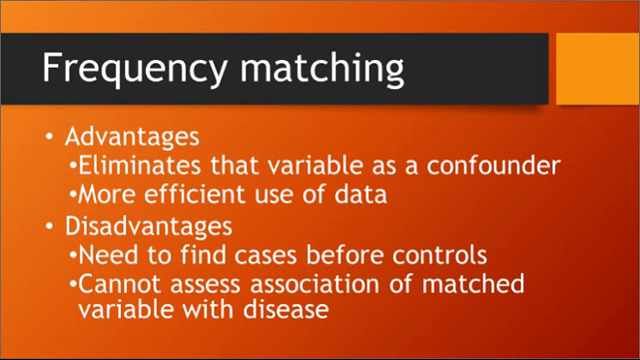Some of the disadvantages is that we have to know all the cases before we choose the controls. And sometimes we're not assessing an association of matched variable with the disease. And sometimes we can't find enough people in each of the different percentages. For example, if we had, let's say, 10% of the cases were between 95 and 100 years old, we might not be able to find controls that match that.